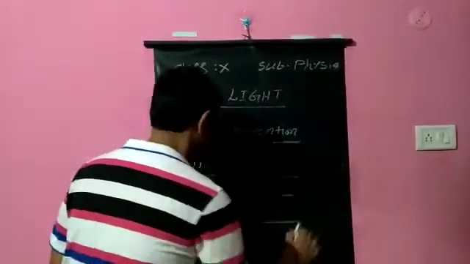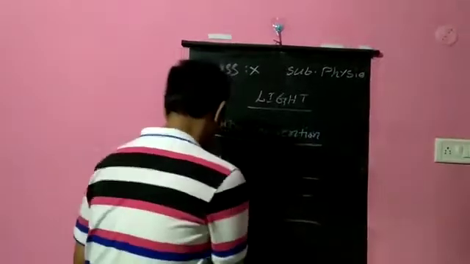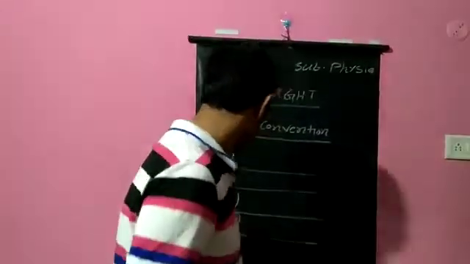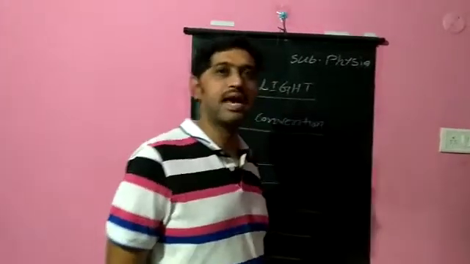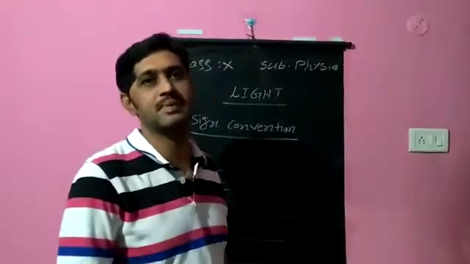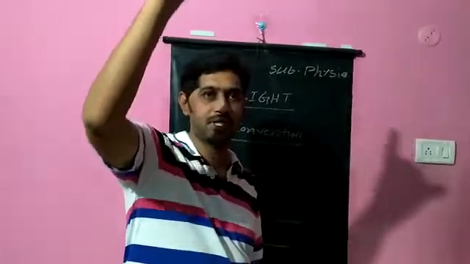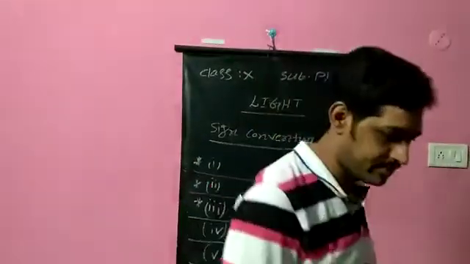The next one: the distances measured to the left of the mirror are negative. The next: the distances measured on the right side of the mirror are positive. The fifth: the distances measured above the principal axis are taken as positive. The last one: the distances measured below the principal axis are negative. Whatever you measure above the principal axis is positive, and below the principal axis should be taken as negative.